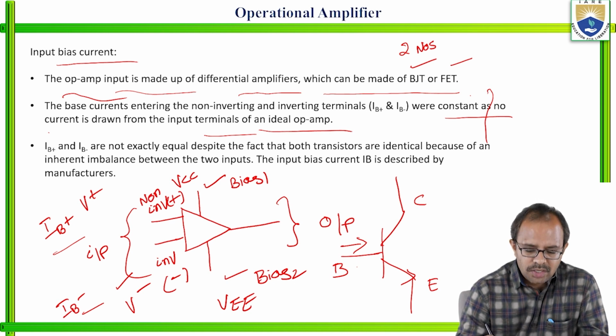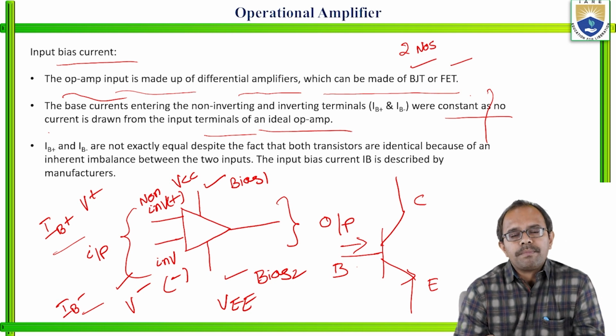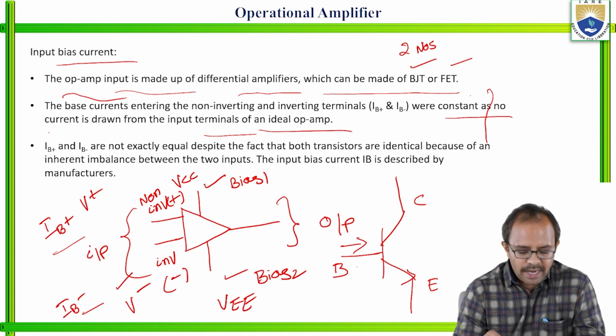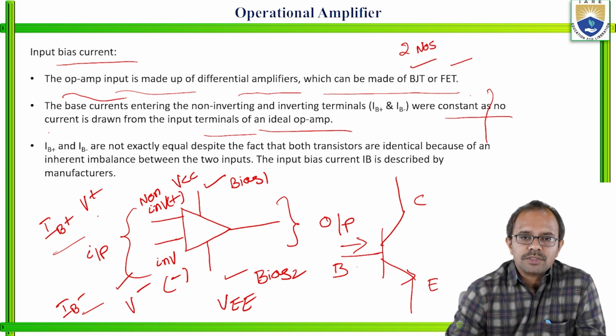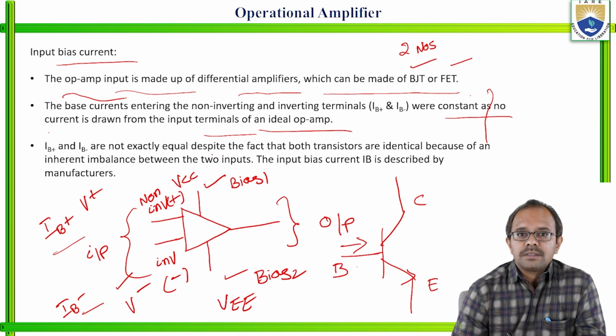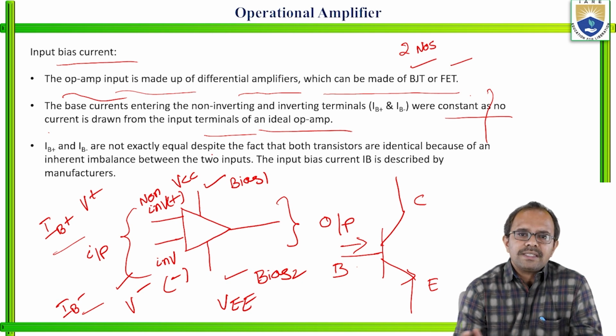So what you can understand out of this is that there are two biasing current components in the op amp. They are IB plus and IB minus. IB plus is the current associated with the non-inverting terminal, and IB minus is the current associated with the inverting terminal of the operational amplifier, right?